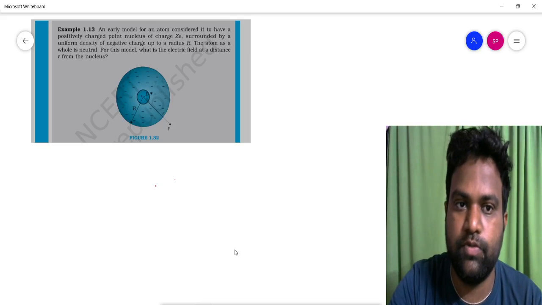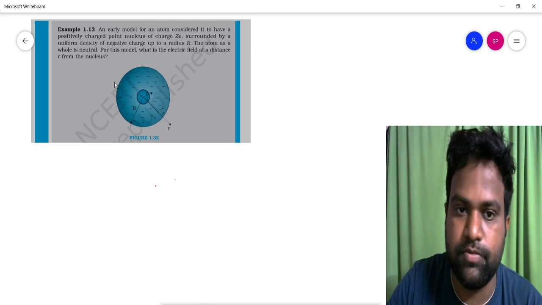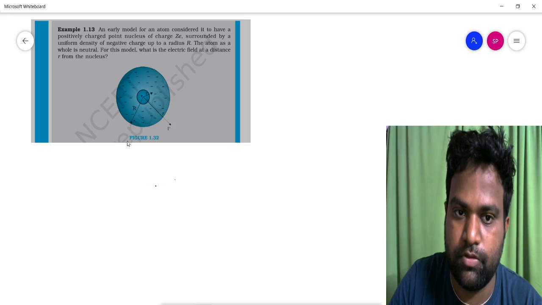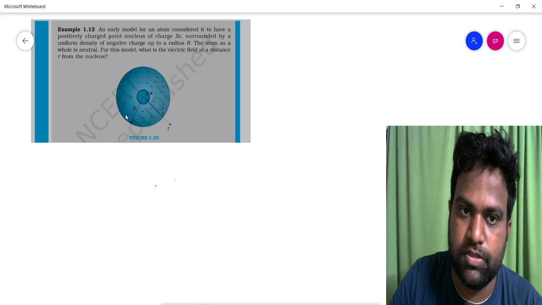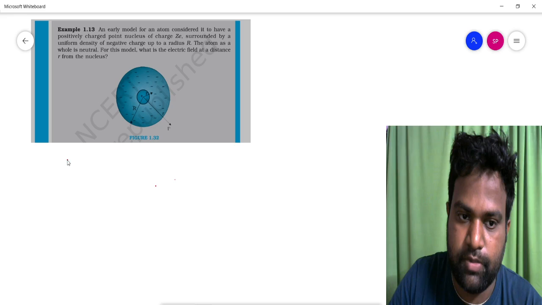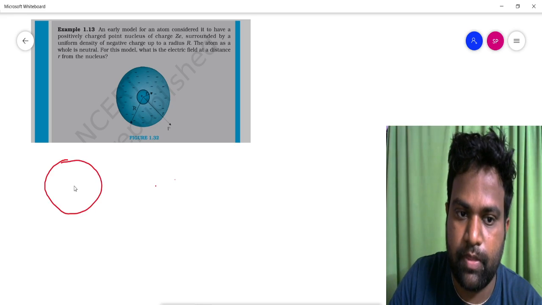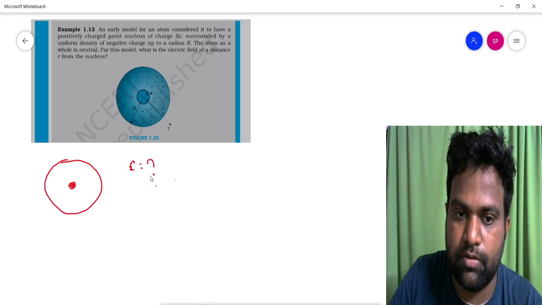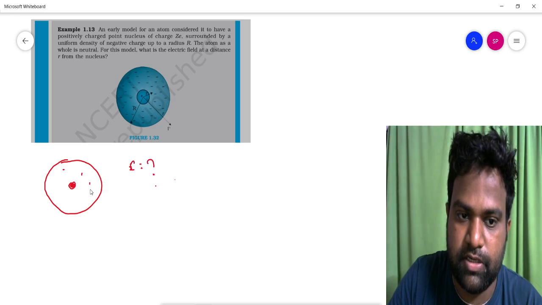Example 1.13, first chapter. This is a very important question for your board exams. So this question says that an early model of an atom. So atom is considered like this, and a point nucleus is at the center. So the question is that we have to calculate the electric field inside this atom and outside the atom.